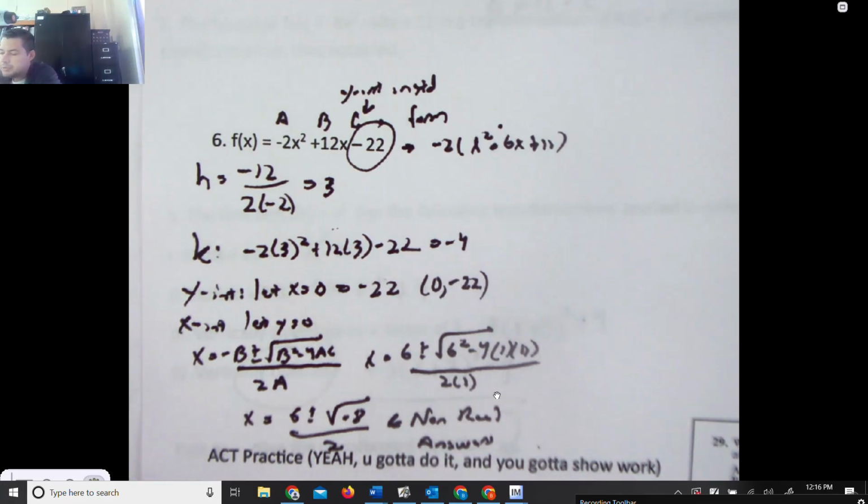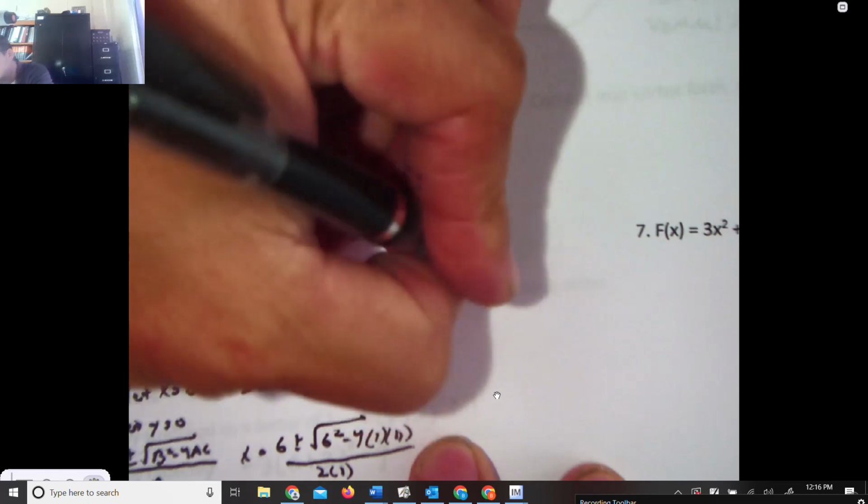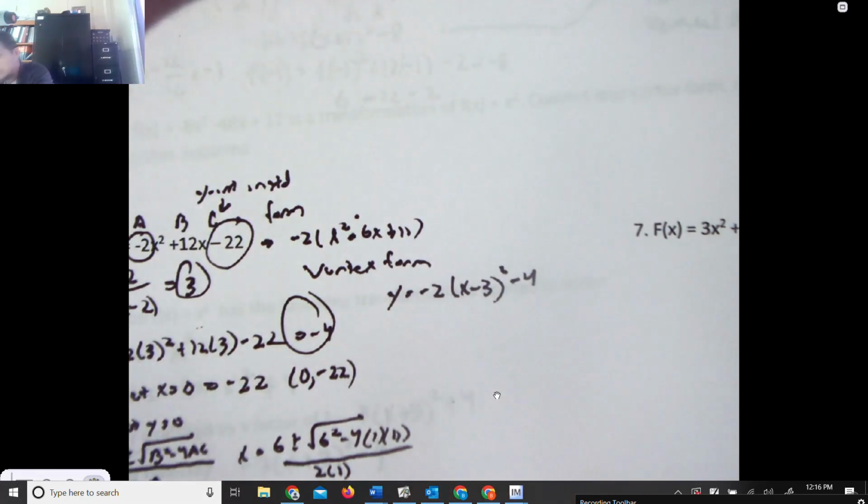I am supposed to convert this into vertex form, which I have. I have h and k. So vertex form. Here's my a value. y equals negative 2 times (x minus 3) quantity squared minus 4. And now I can graph it.